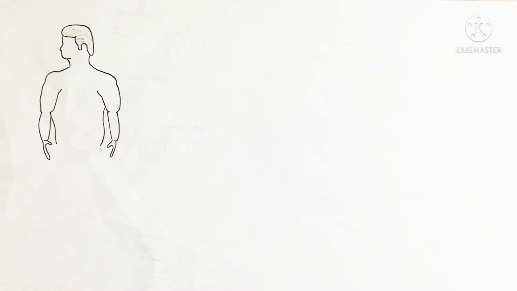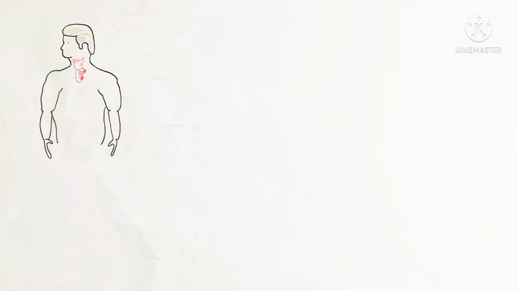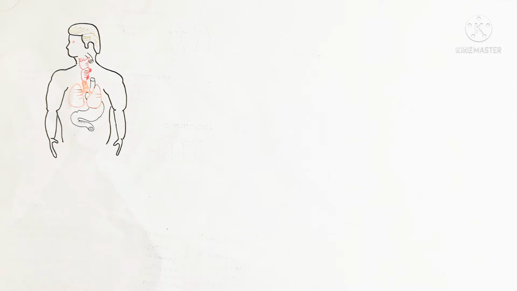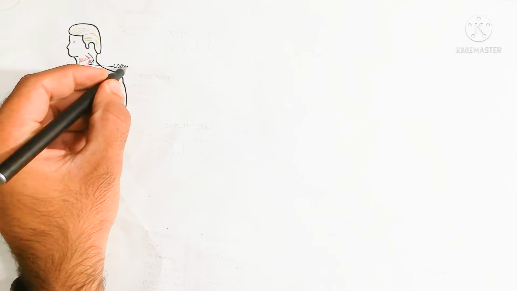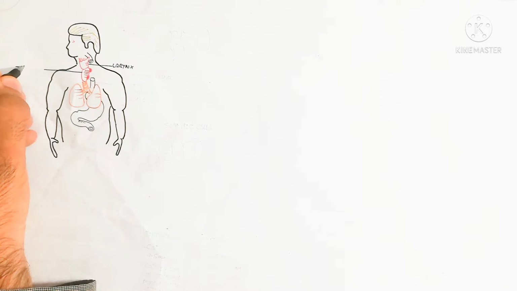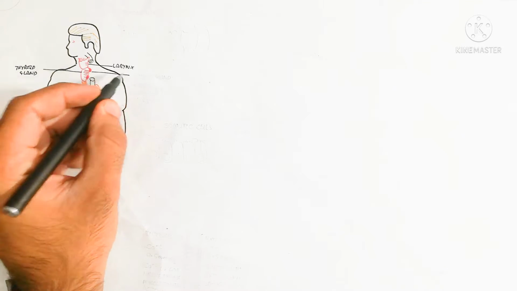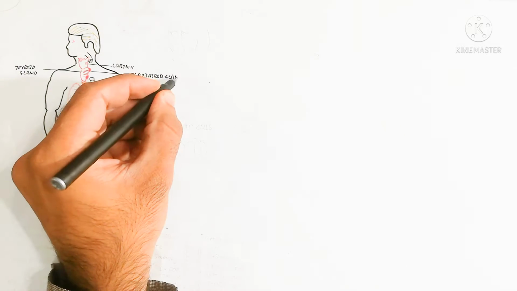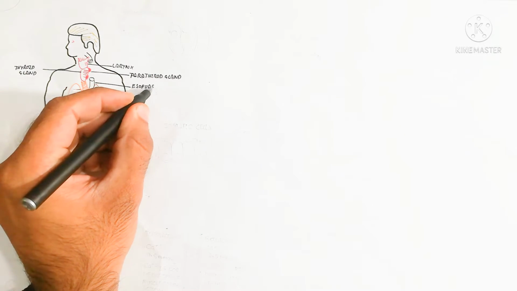Hello, in this endocrinology video, we will discuss the parathyroid gland. The parathyroid gland is situated below the thyroid gland, on the back side, as you can see in this diagram. So here is the location. Here is the larynx, here is the thyroid gland, and here is the parathyroid gland.